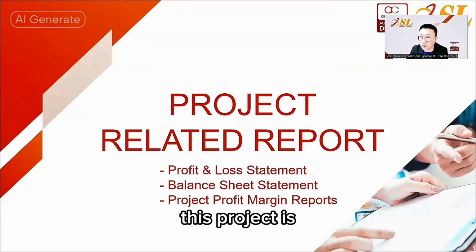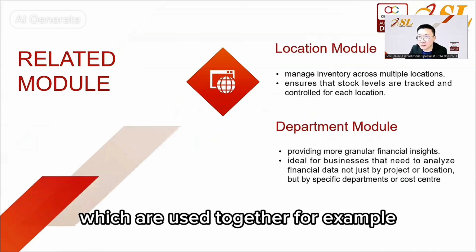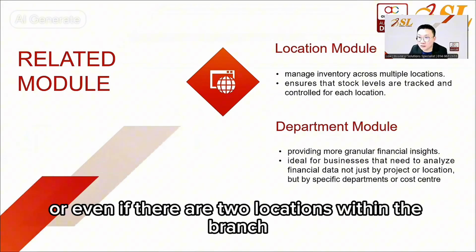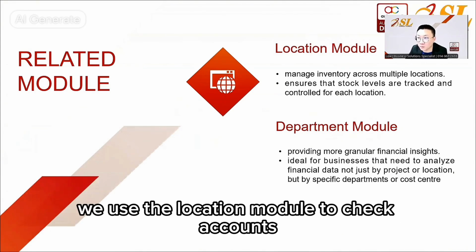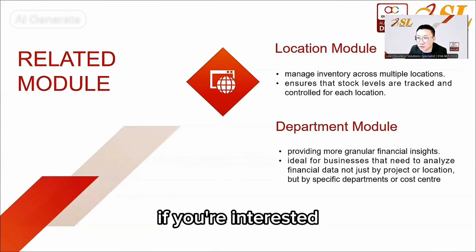Besides that, this project is usually linked to some other modules which are used together. For example, the location module, which is used to check stock by different branches maybe, or even if there are 2 locations within the branch. Usually when we need to check stock, we use the location module. To check accounts, we use the project. I will later record a video on how to use these 2 modules together. If you're interested, you can watch the related video.